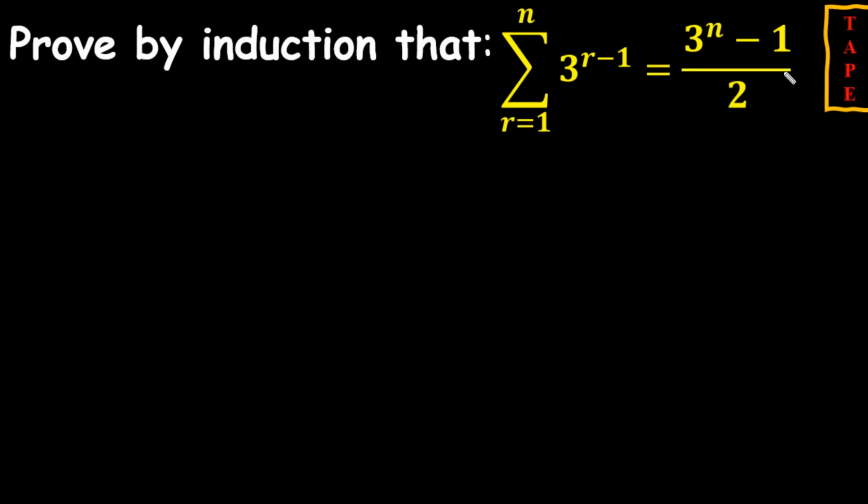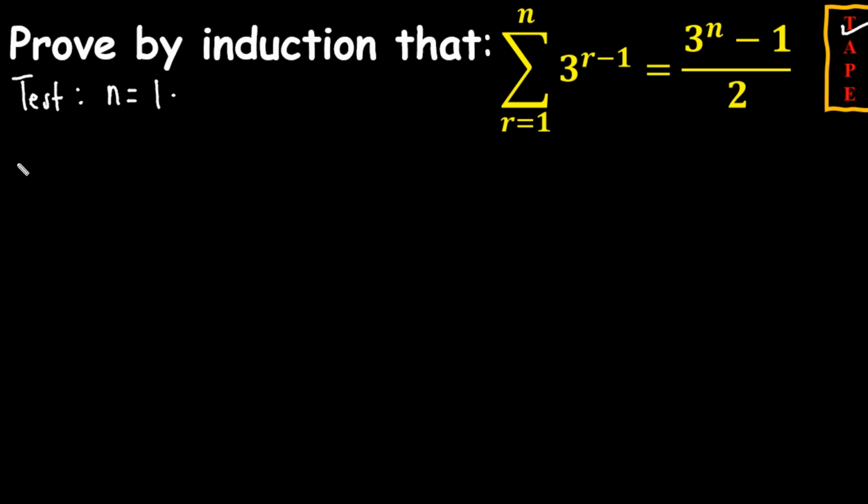Now to achieve this, we are going to use a step where T is for testing the validity, A is for assumption, then P is for the proof, and then E is for conclusion or explanation. So step number 1, let us test for the validity of the formula for n equals 1.